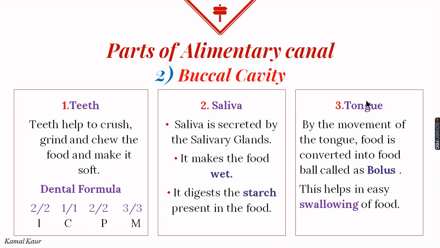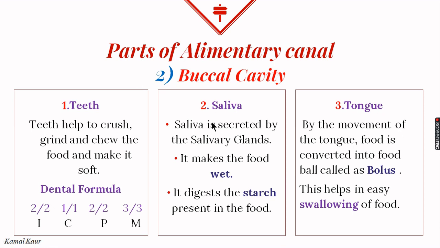Third thing in the buccal cavity is tongue, and we know that tongue helps us to taste the food, though it also helps us to speak. Along with it, when we take in the food, it is rolled in all the directions with the help of tongue, and it converts food into a food ball, which is called as bolus. Now this bolus helps in easy swallowing of the food.